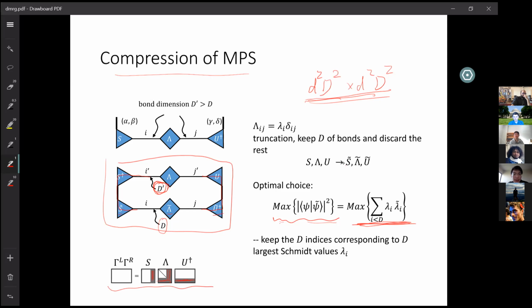Are there math results that tell you how you would expect this lambda squared to fall off in the limit of large D? Oh, yeah, there are. It depends on the system. In the end, I'll also say a few words on that. Usually it decays as a power law for the gapped system in one dimension, and in two dimensions it decays slower. I'll mention that by the end of the talk. Does it decay slower than a power law, or is it a slower power law?